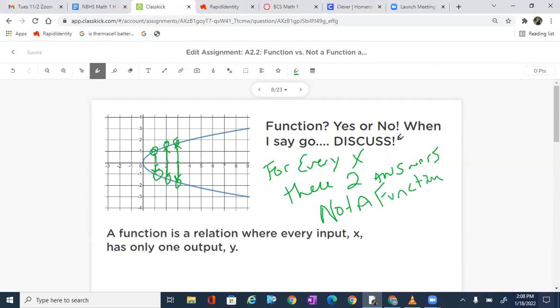All right, I hope that helps you understand how we determine if something is a function or not a function.